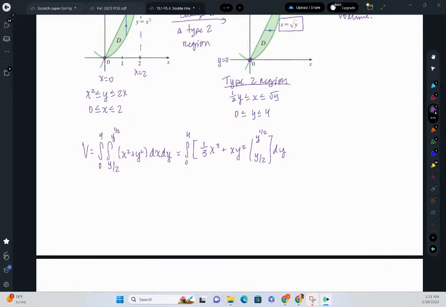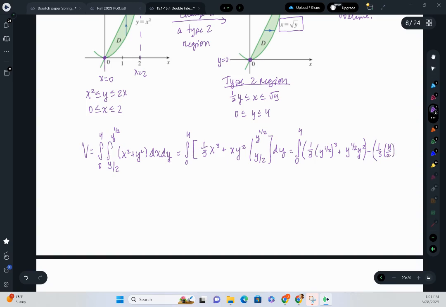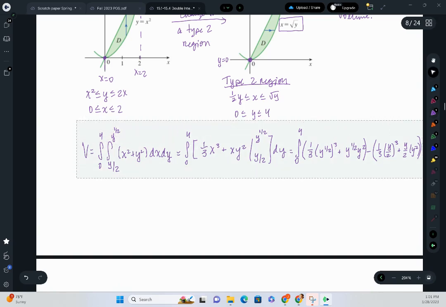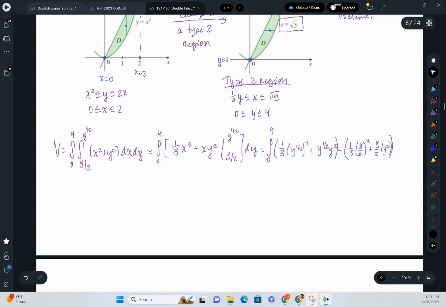So I'm going to go ahead and plug everything in. This gives me the integral from 0 to 4. I have, in the first evaluation, 1/3 times y to the 1/2 all cubed plus y to the 1/2 times y squared, minus the second evaluation. That's going to give me 1/3, and then I have y over 2 all cubed plus y over 2 times y squared. And I'm a little bit off. I'm running out of room here. Hang on a second.